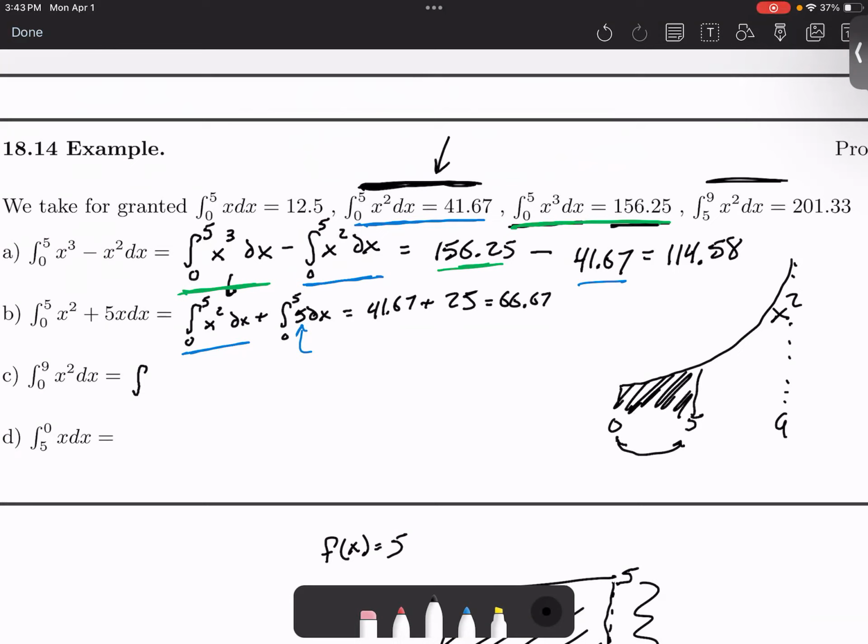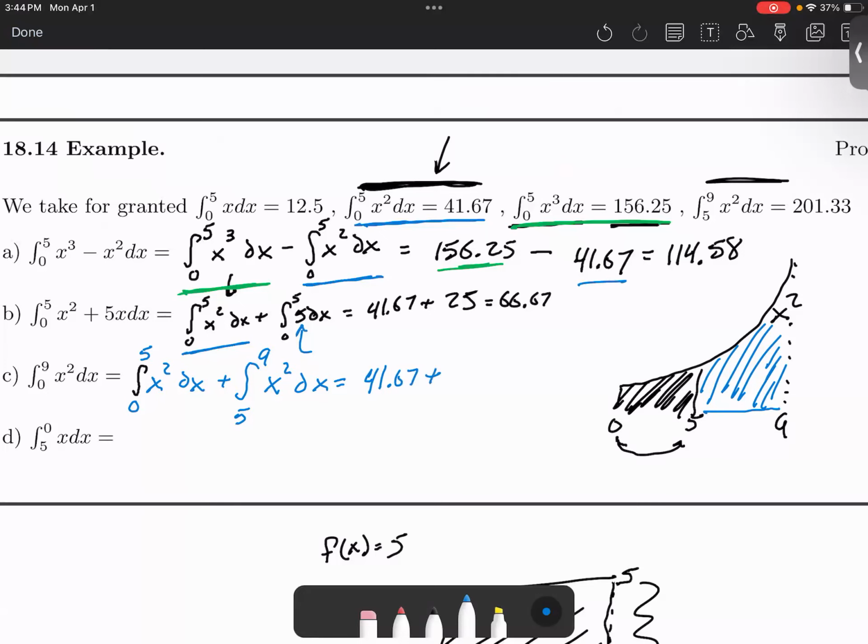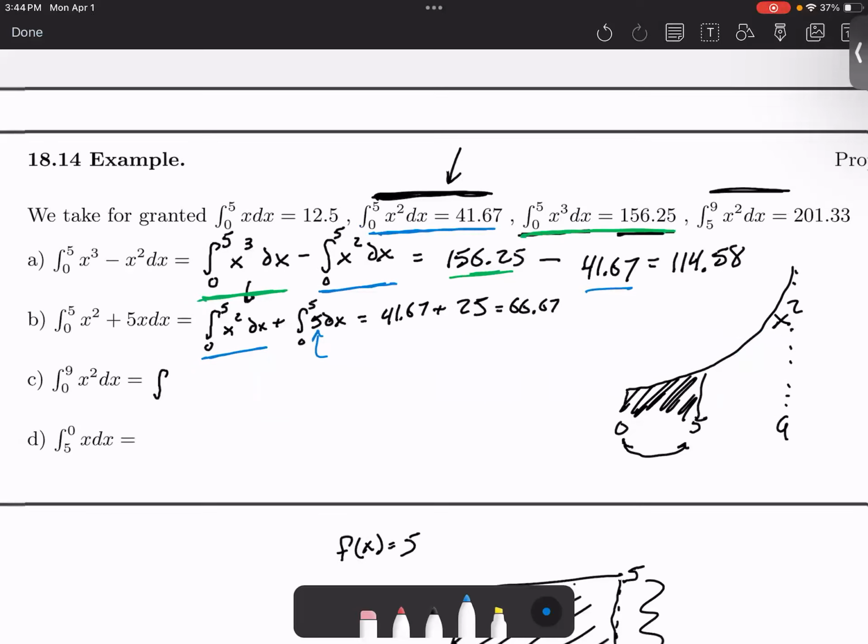And then I can just add to that the integral between 5 and 9 to get the rest of the area. So we can write this as the integral between 0 and 5 of x squared plus the integral between 5 and 9 of x squared. By using the information that we have, this is 41.67 plus 201.33 for a final answer of 243.